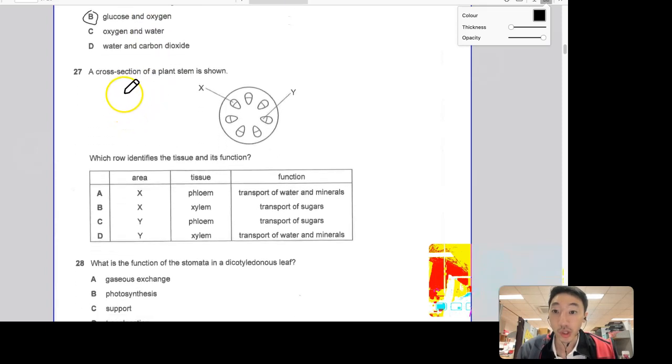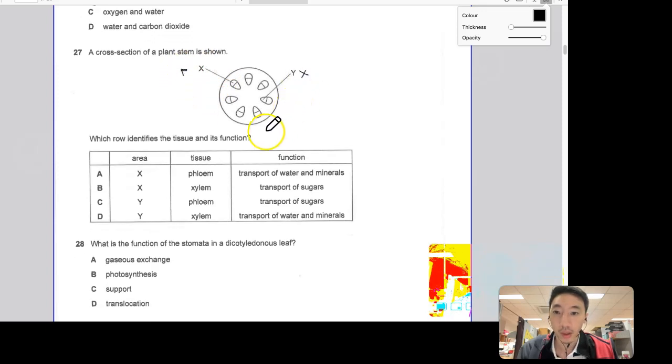Here we have the cross section of the plant stem. The outer layer would be your phloem, the inner layer will be your xylem. So let's see. X is the phloem, that's wrong. X is the xylem, but does the xylem transport sugar? That's not right. Y is the phloem, that's wrong. And Y is the xylem. I'm confusing you over here. Let's write finish. Y is the xylem, that's true. So the answer is D.